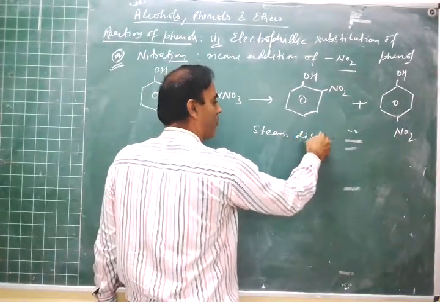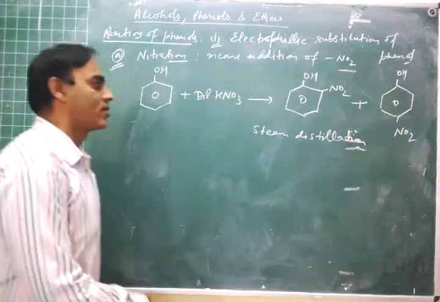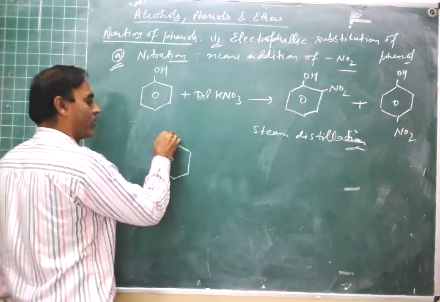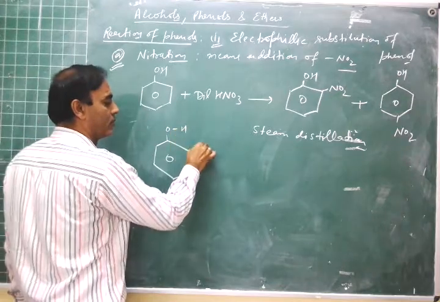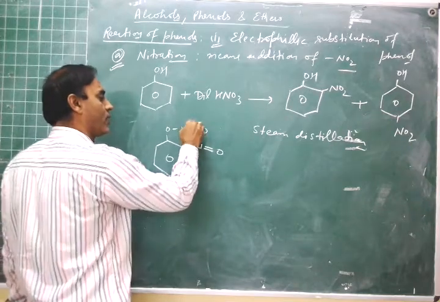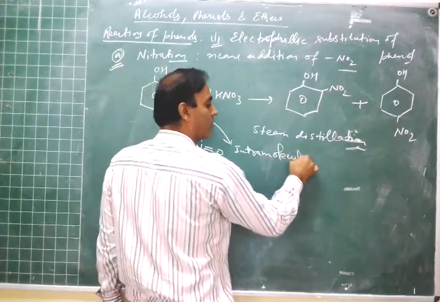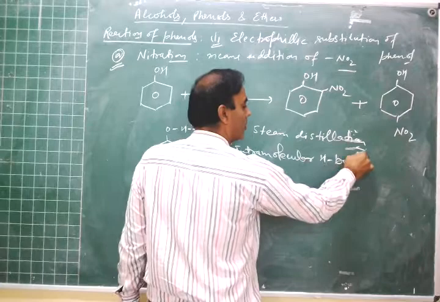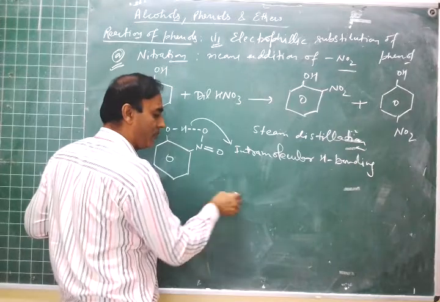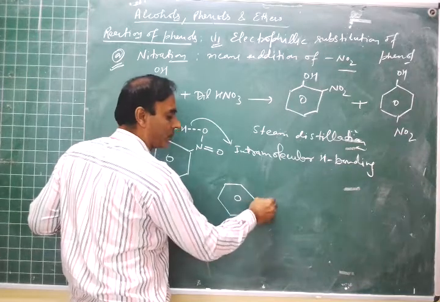Now, why is there a lot of difference between their boiling points? This is because in orthonitrophenol, there is intramolecular hydrogen bonding. And in case of paranitrophenol, there is intermolecular hydrogen bonding.